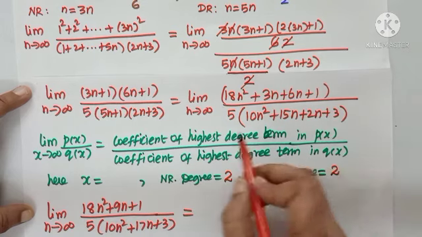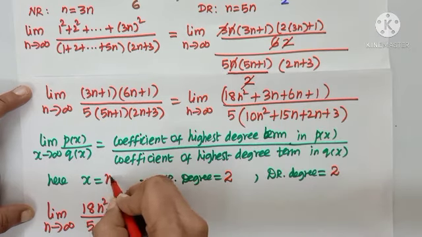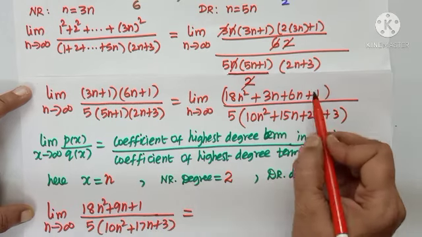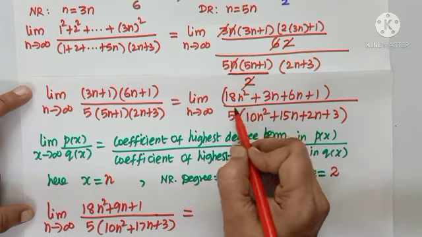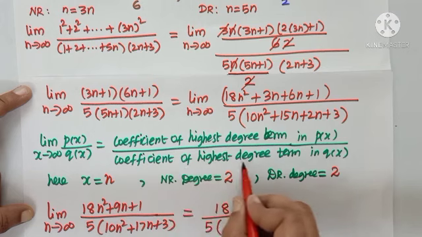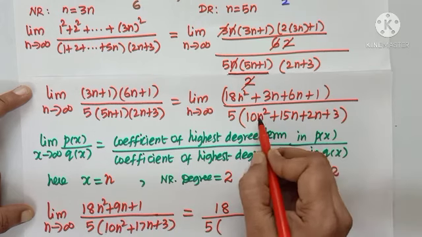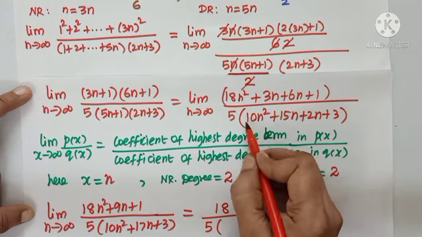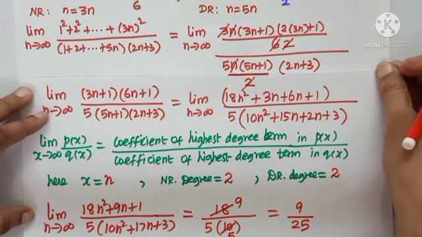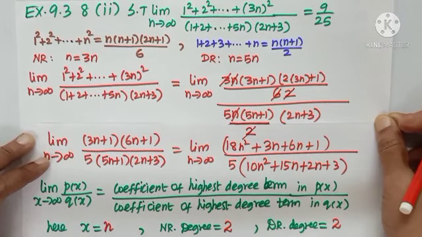And instead of x, we have n in this question. So the formula is the coefficient of the highest degree term. Highest degree term 18n², so the coefficient is 18. Denominator, 5 will be retained as it is, and the coefficient of the highest degree term. Highest degree term is 10n² and the coefficient is 10. As I simplify by 2 table, it is 9 by 5 and we get 9 by 25, and that is the result to be shown. Hence the problem.